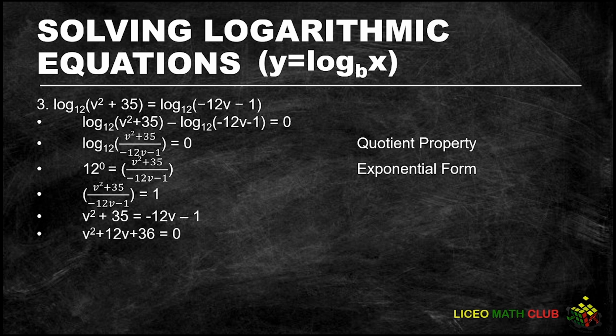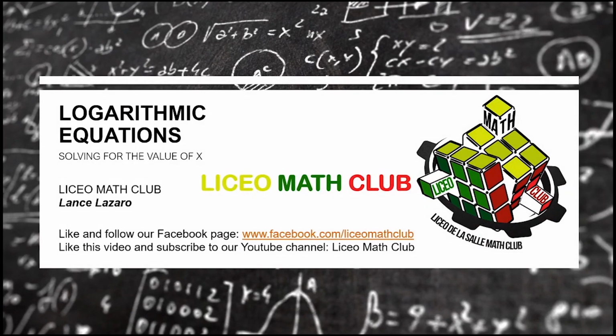By factoring, the equation will now be quantity v plus 6 squared is equal to 0, where we can derive the value of v to be negative 6. So that ends our topic in logarithms.